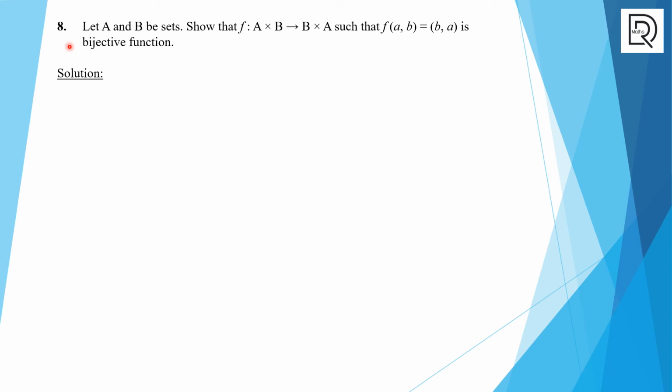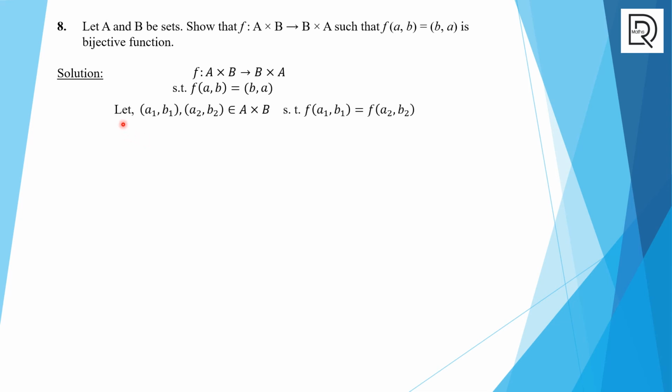So now question number 8. Let A and B be sets, so that f from A cross B to B cross A, such that f(a, b) = (b, a), is a bijective function. So now here first of all we need to show f is 1-1 and then f is onto, and then we can say f is bijective. So here this is our given function.